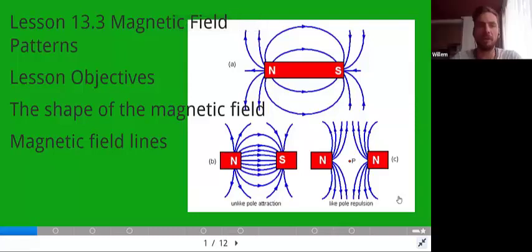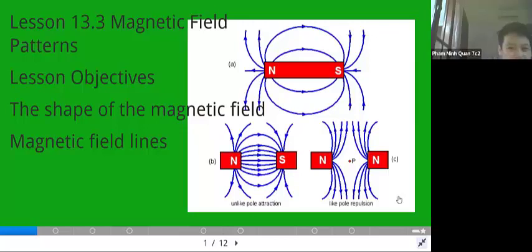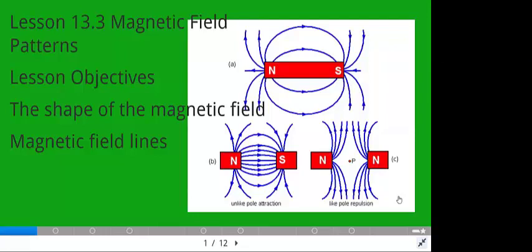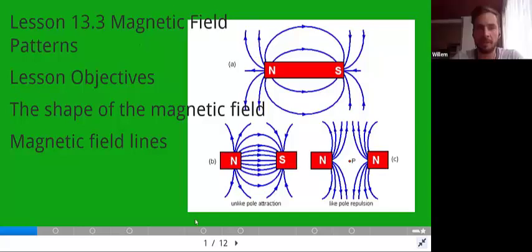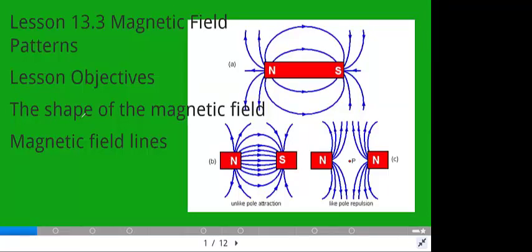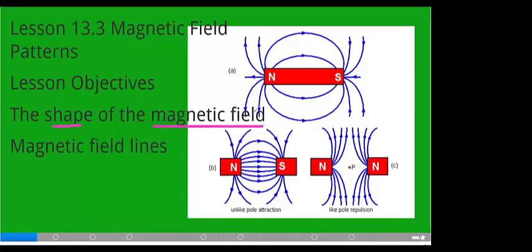Okay, Mengquan, can you read our objectives for today? Gladly. Lesson 13.3. Magnetic field pattern. Lesson objective. Think of magnetic field and magnetic field lines. Okay, well done. So, today we are going to talk about the shape of magnetic fields.